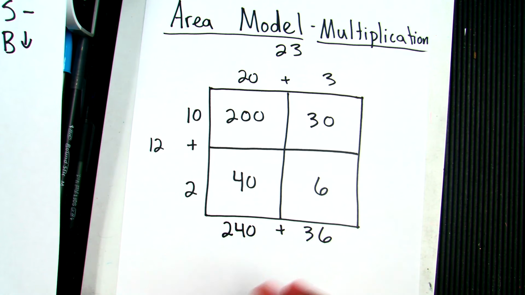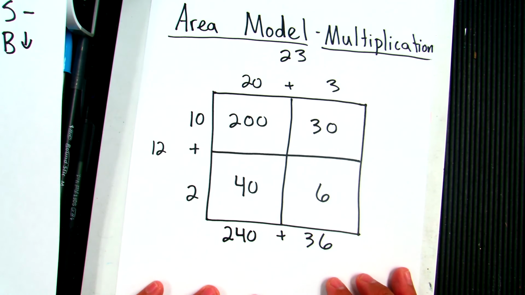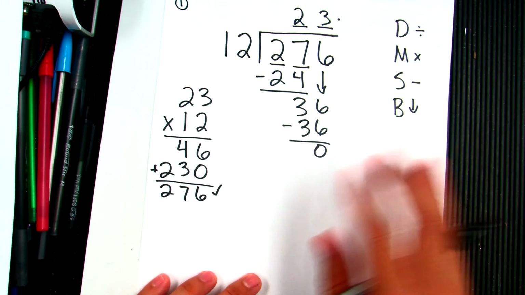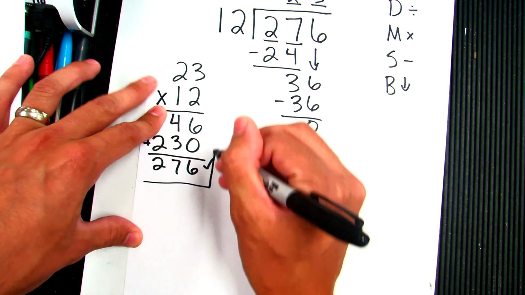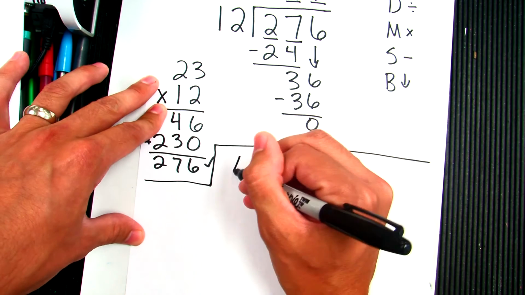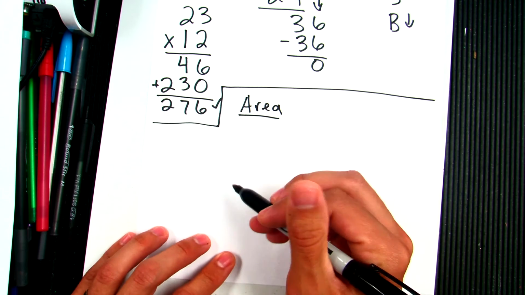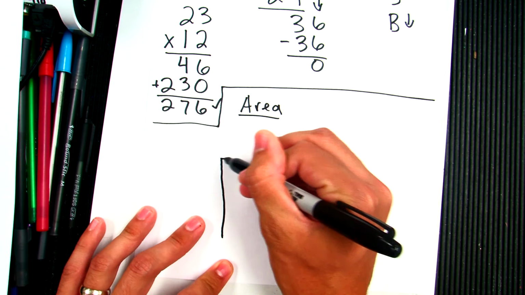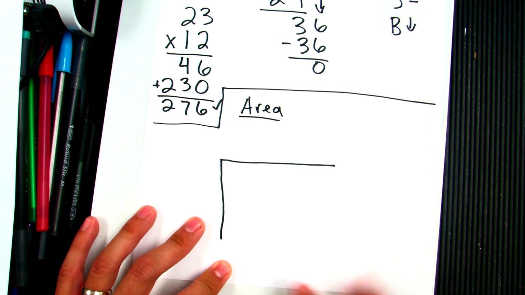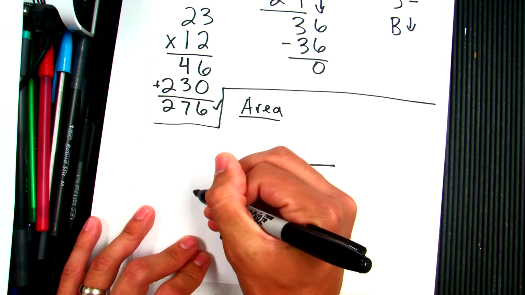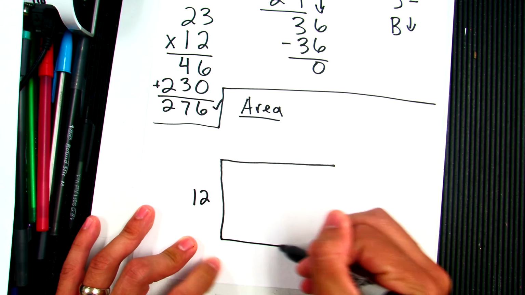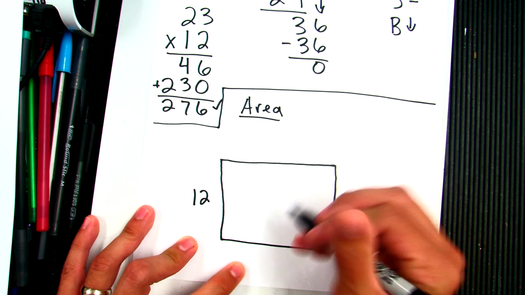now how to do the area model with division. But we'll come back to this so you can see how similar it is. Okay, so now let's go back to our original example and let's do the area model with division. So in area, I always like to start off with my division sign just to kind of represent, hey, there's my division. I'm going to put 12 here, and on the inside will be my dividend, 276.